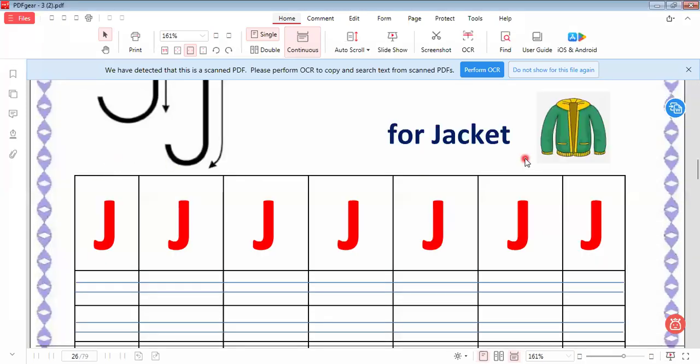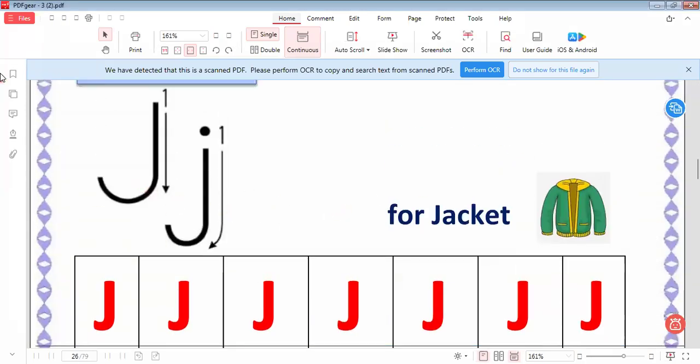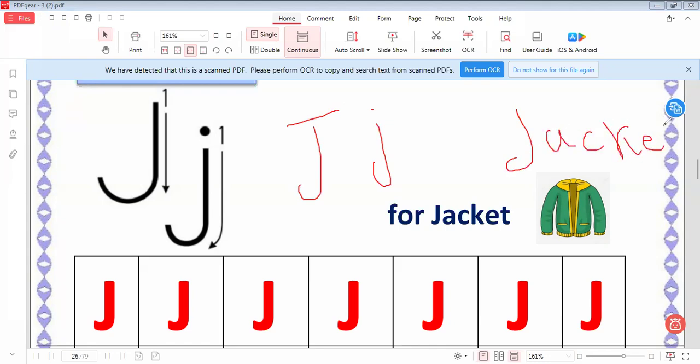J for what? J for jacket. Capital J and small j. How can I write capital J? I write capital J as it is. This is called capital J and small j. J for what? J for jacket. Okay, let's go to the next letter.